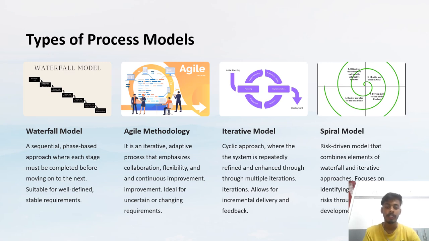which is very well suited for software companies. The iterative model is a cyclic approach where the system is repeatedly refined and enhanced through multiple iterations, allowing for incremental delivery and feedback. Spiral model. We can also call the spiral model a risk-driven model which combines elements such as waterfall and iterative approaches. It mainly focuses on identifying the risks throughout the development cycle.